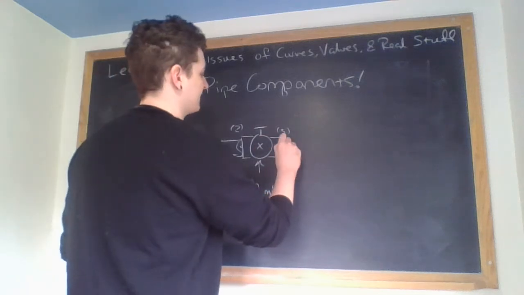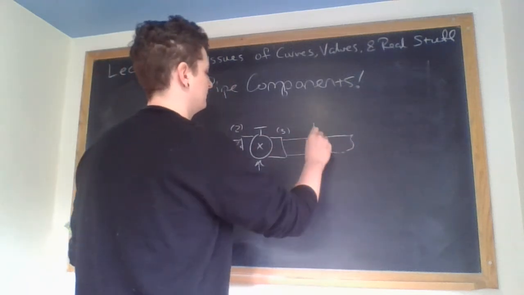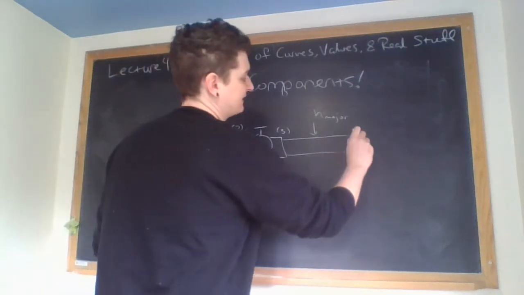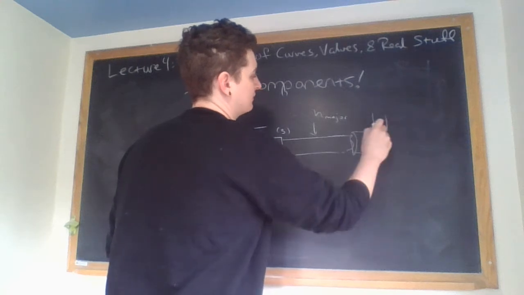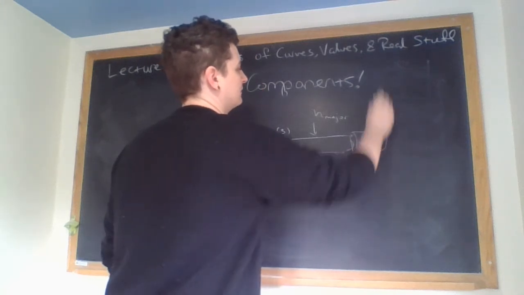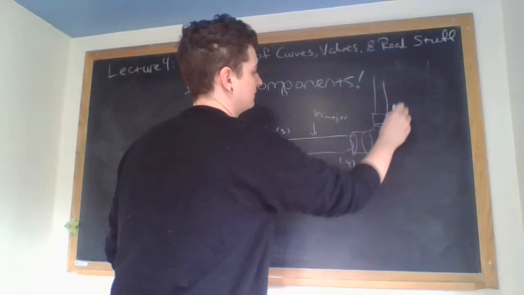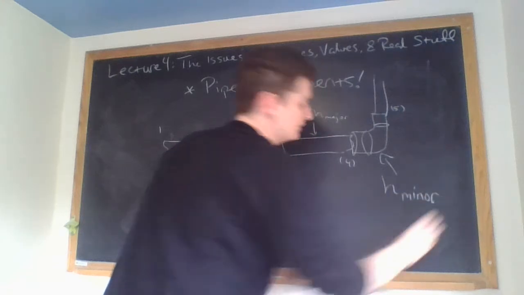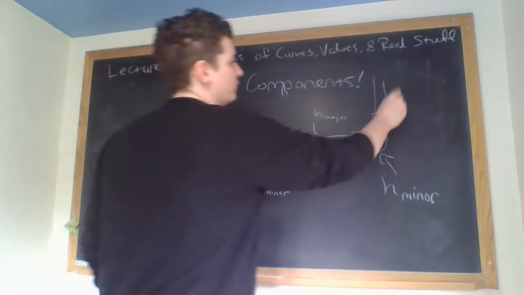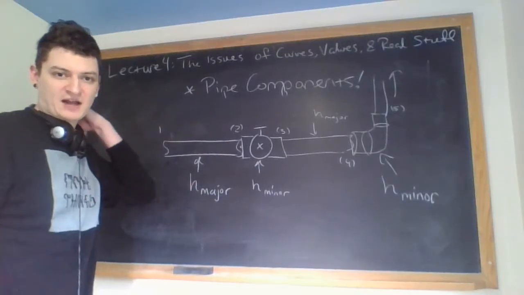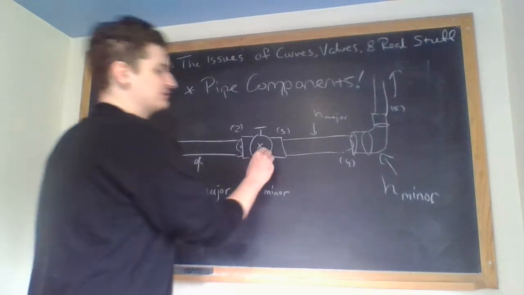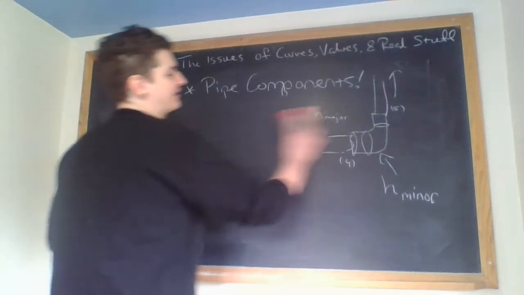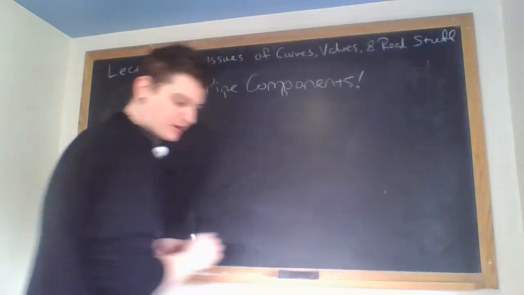And then let's say it even has another long straight section of pipe. Okay, there's another major loss. And then let's say it takes an elbow, right? It goes up to here. Here's 4, here's 5. This one also has a minor loss associated to it. And then more long straight sections of pipe. So you can kind of see it's all about getting the majors and the minors throughout your piping system.